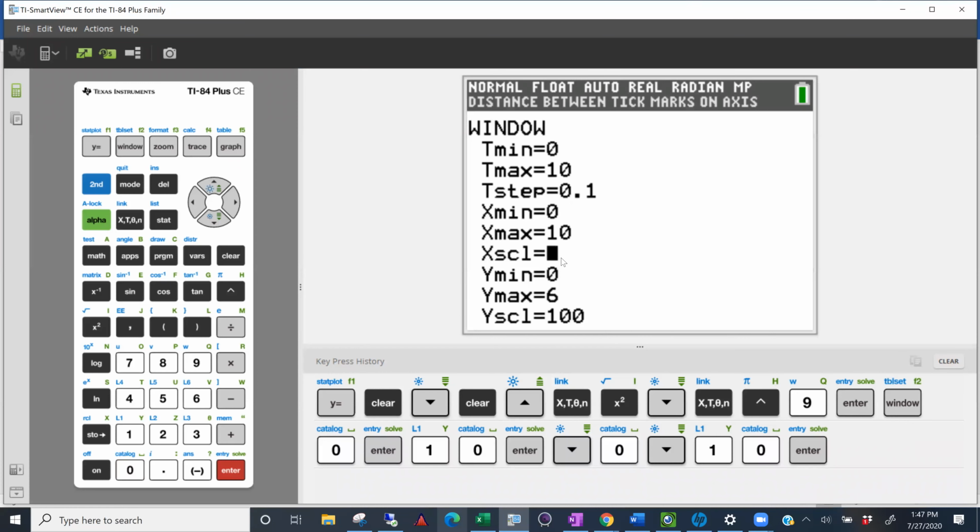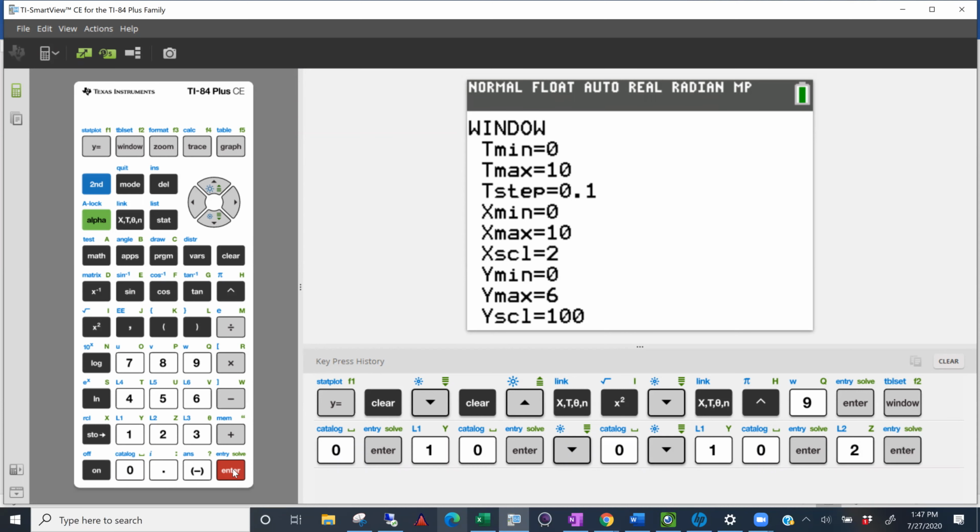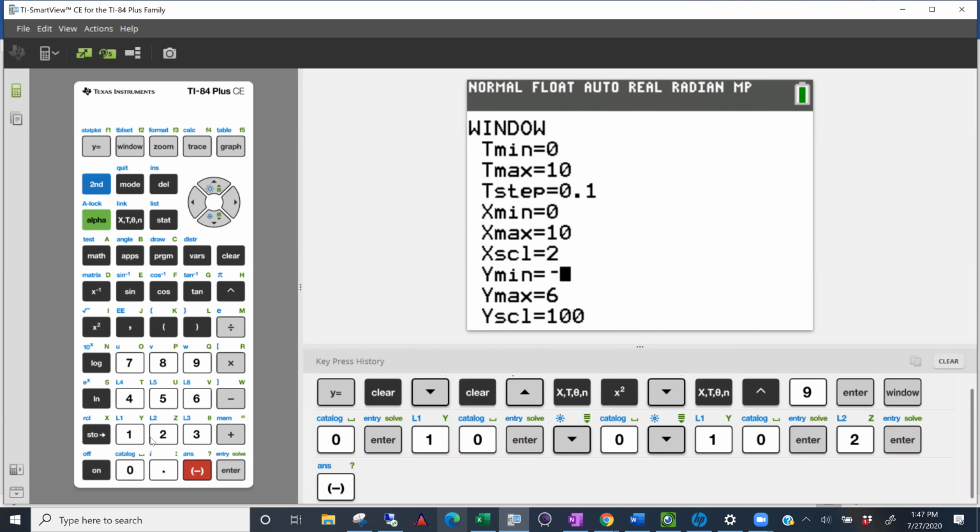Scale of 1 tells you how often there's a tick mark. Now, between 0 and 10, do I want to see 10 tick marks? Maybe not, so I'll put a 2 there. Y min is going to be negative 20,000, and Y max is going to be positive 20,000.